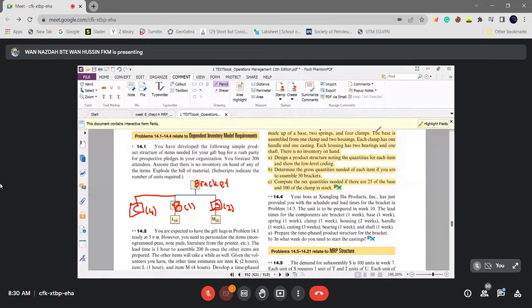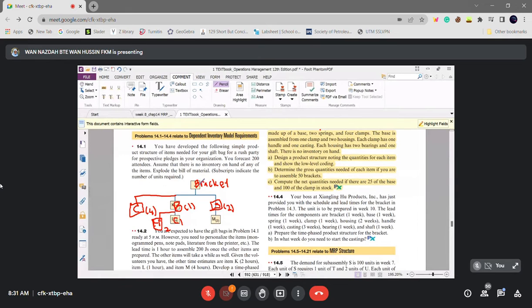The base is assembled from 1 clamp and 2 housing. So yang ni clamp 1, lepas tu housing H. Housing berapa? 2 housing.